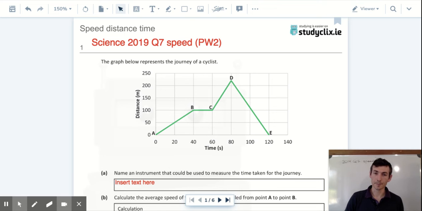Hi guys, so this video is on how to answer our 2019 question 7 speed question. Now we've got this graph here. The graph below represents the journey of a cyclist. Just take a moment to pause this video and try to understand what this graph is telling us.